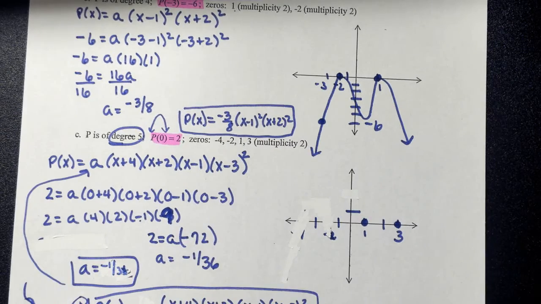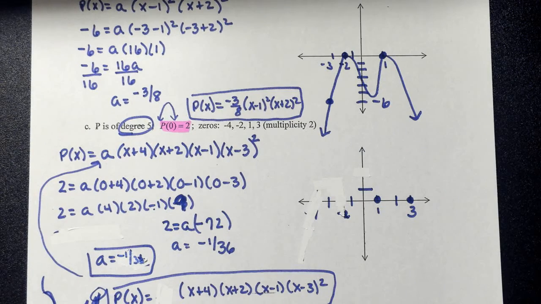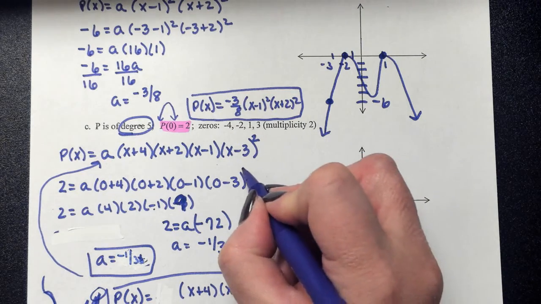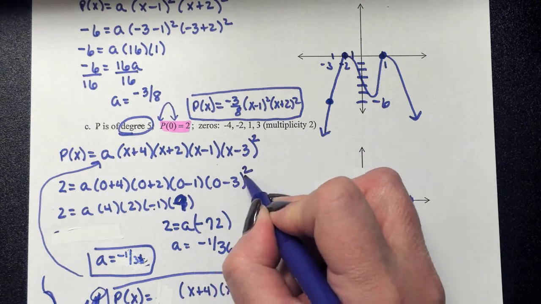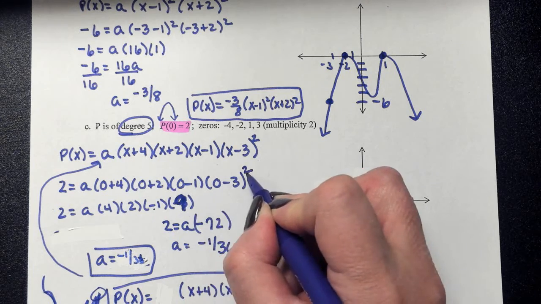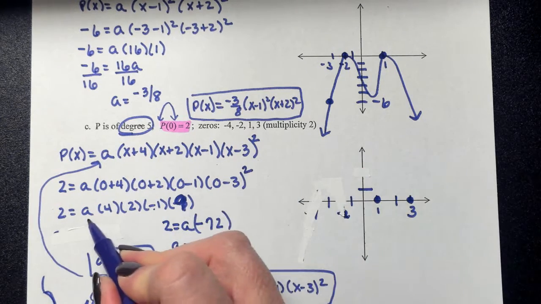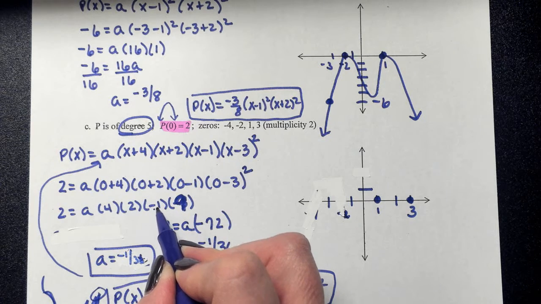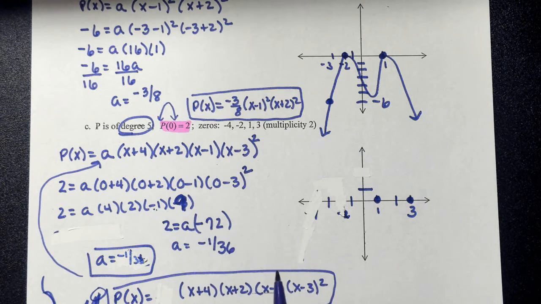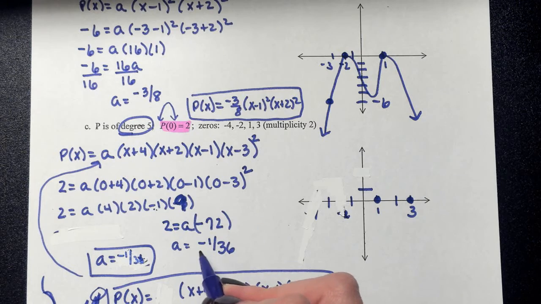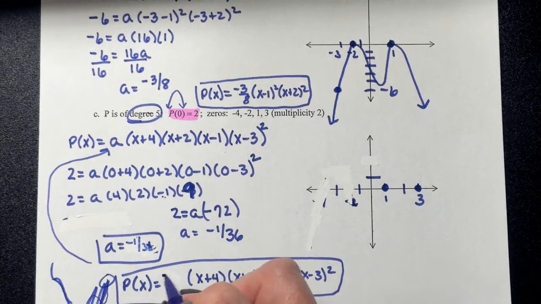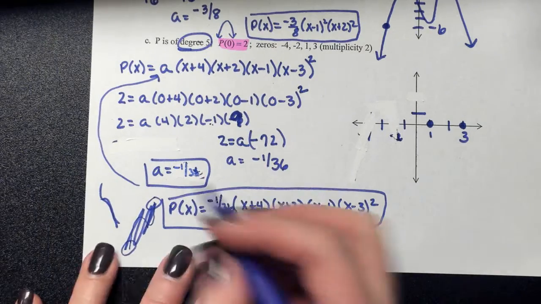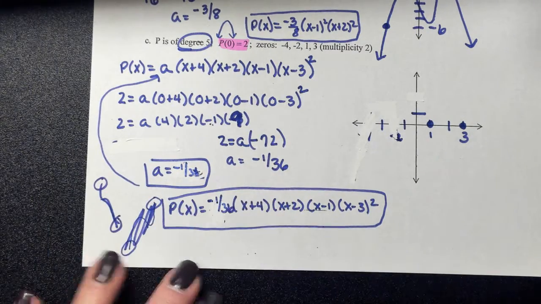So, guys, I realize I accidentally calculated the wrong leading coefficient. I apologize. I forgot this 2 originally. So 0 minus 3 squared, that should give me a positive 9 because -3 to the second is 9. So when I calculate the a value, 4 times 2 is 8, 8 times -1 is -8, and -8 times 9 is -72. So a should be equal to -1 over 36, which makes a big difference because my end behavior, left side goes up, right side goes down.